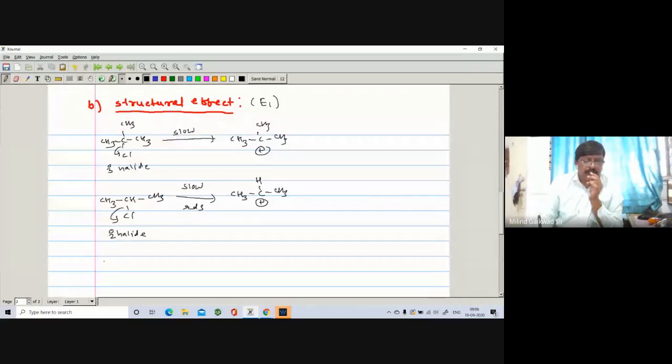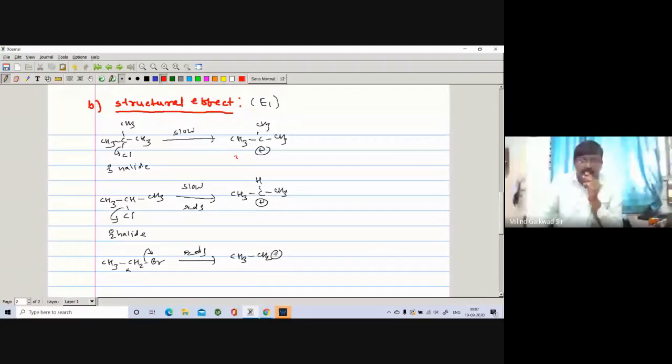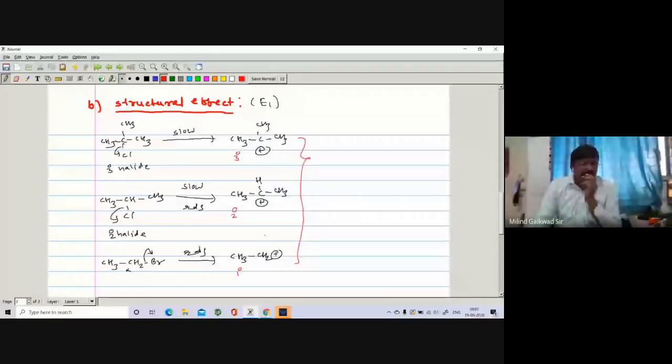Further, if you take a starting compound with Br, here is the alpha carbon, and this is the beta carbon. This sigma bond will open in the slow step. In the RDS step, we get the corresponding formation of a carbocation. So the second is the secondary carbocation, and the third is the primary carbocation. We have learned the stability of carbocations in the nucleophilic substitution reaction.